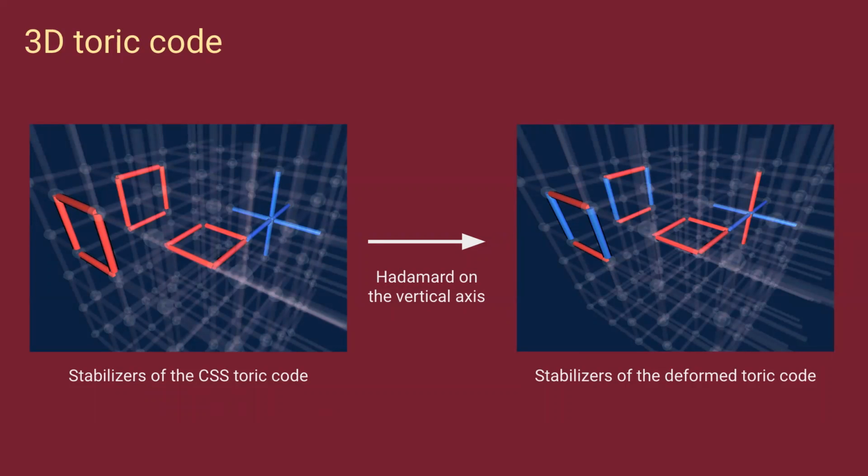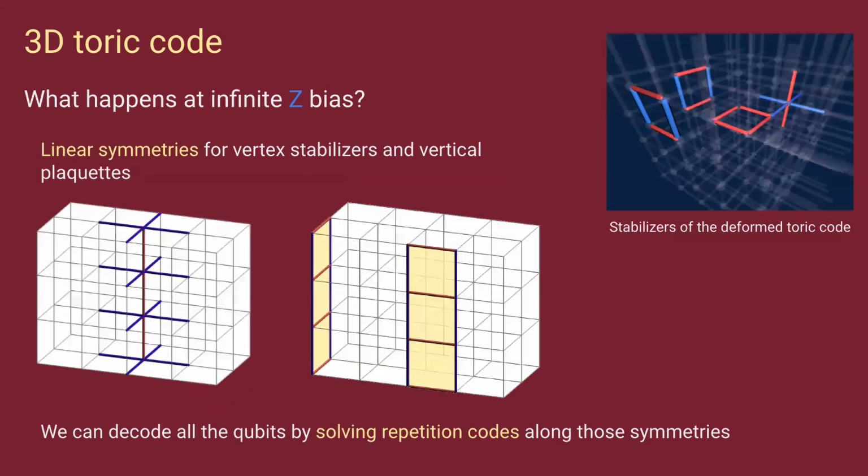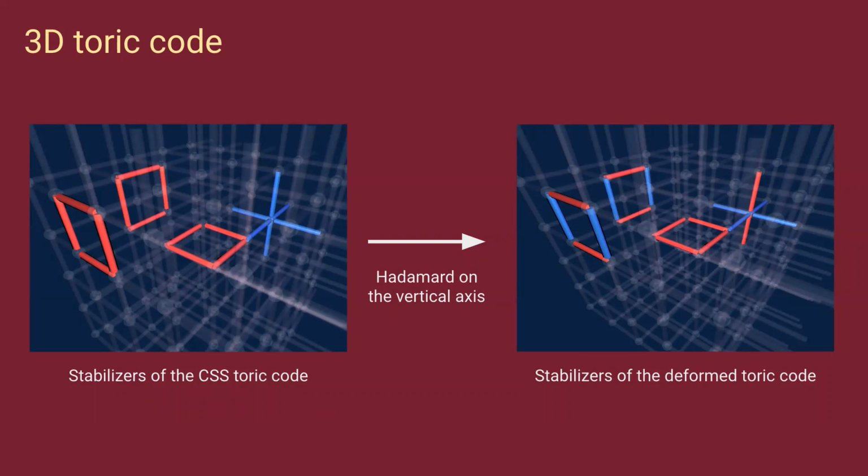Okay, so I'm going to have 10 minutes on the team, but I think I'll introduce more of what I wanted to introduce. So just maybe the same image. Here we have the stabilizer of the surface code, and we've done the modification where I add a Hadamard on all the vertical qubits. So we get those new stabilizers.